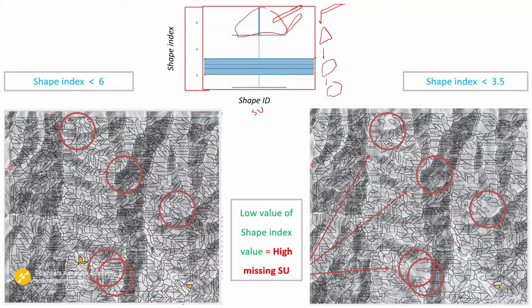So when you assume your value to be, for example, very small, let's say less than 3.5, then the tool will not find this kind of shapes, because it's a little bit not natural. What will happen? We'll start to have missing data. So in this result, we use shape index less than 3.5, and you see we start to have missing regions.